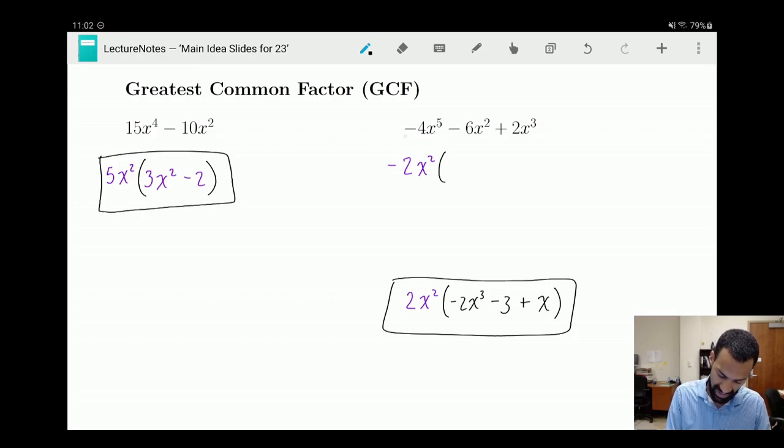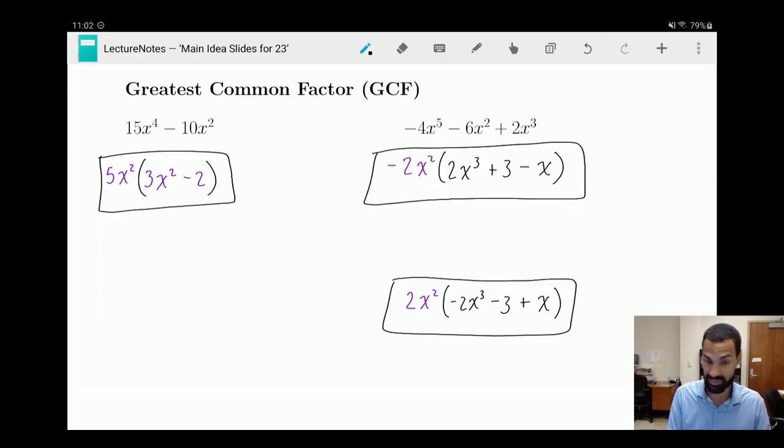If you divide negative 4 by negative 2, you get a positive 2. The x's will be the same, right? If I divide a negative 6 by a negative 2, I get a positive 3. The x's stay the same, right? And then finally, if I divide this by negative 2x squared, I'll end up with a negative 1x, or negative x.